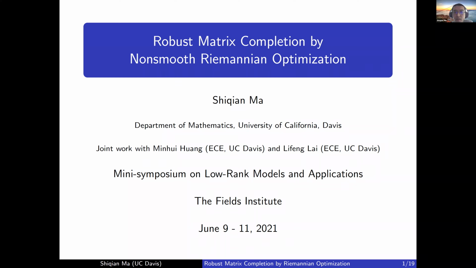And numerically, Riemannian optimization problems with nonsmooth objective functions can be very challenging to solve. In this work, we propose a new algorithm called a Manifold Proximal gradient method to solve this kind of problem. So this is a joint work with my student Minghui Huang and my colleague Li-Feng Lai at UC Davis.